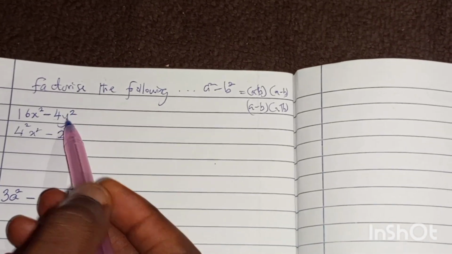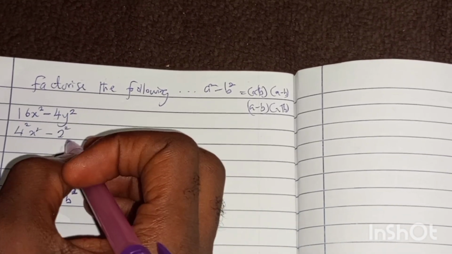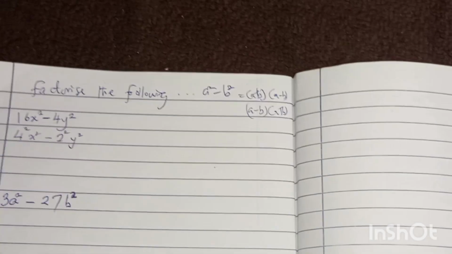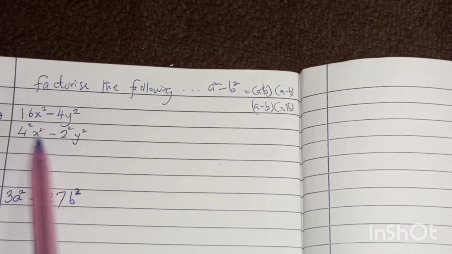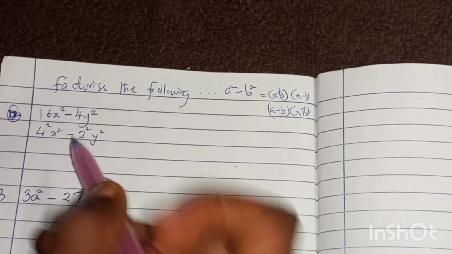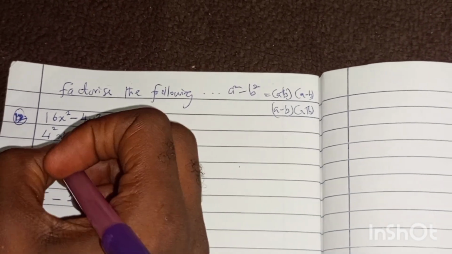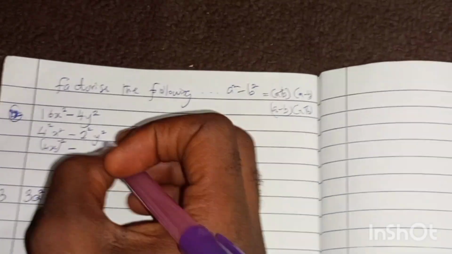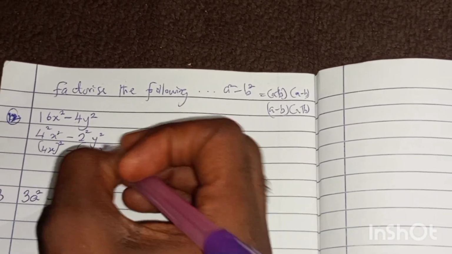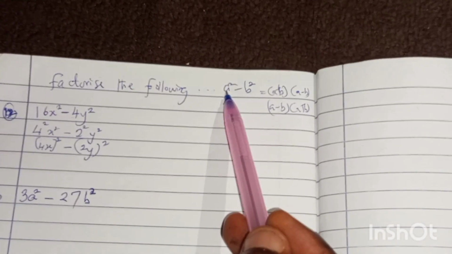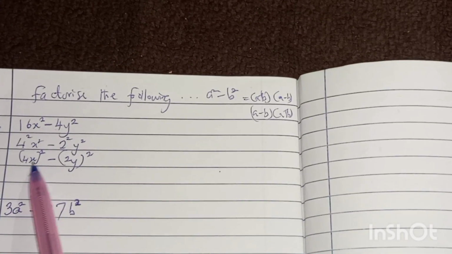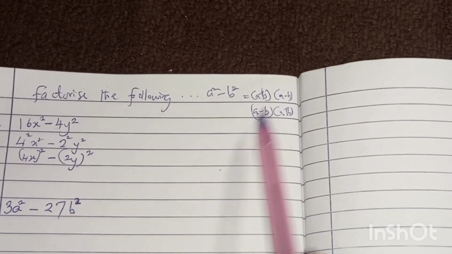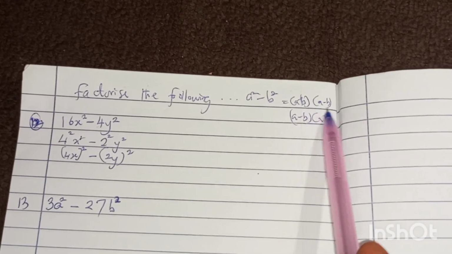And y is already just y squared. So what do you do next? This is 4 squared, this is x squared. I can just put 4x inside the bracket and square everything, minus this 2 squared y squared. I can just put 2y all in a bracket. So it looks like a squared minus b squared. So this is going to be our a, this is going to be our b. And they're just going to factorize like this: a plus b, a minus b.